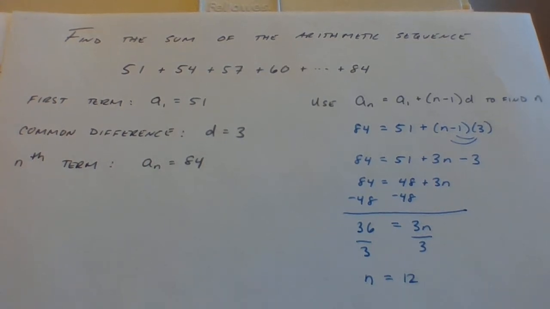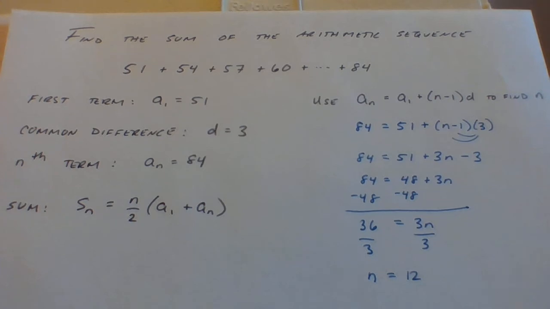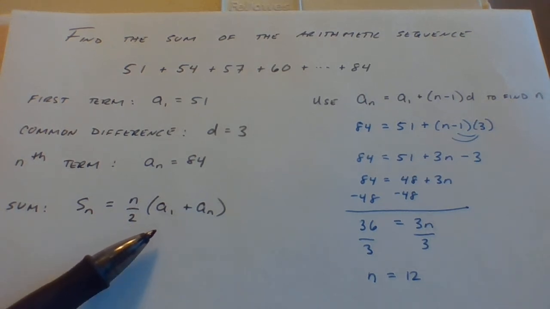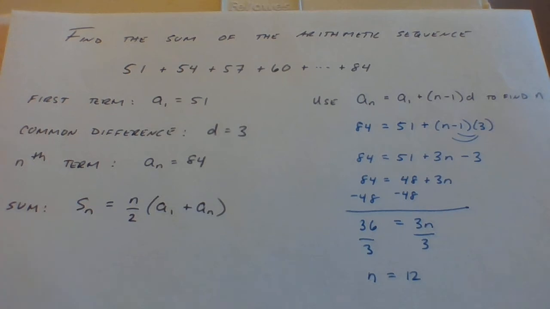Now let's go ahead and use that information to help us find the sum. Let's go back to the formula that we need. Here's our formula for our sum. We have s sub n equals n over 2 times the quantity a sub 1 plus a sub n. Let's go ahead and plug in all the pieces that we have.